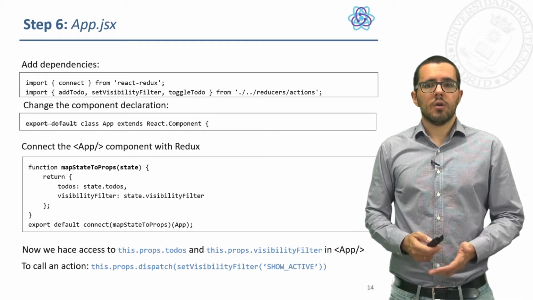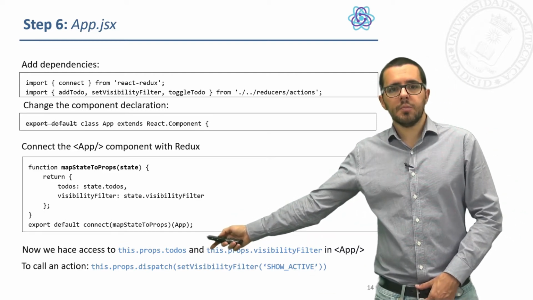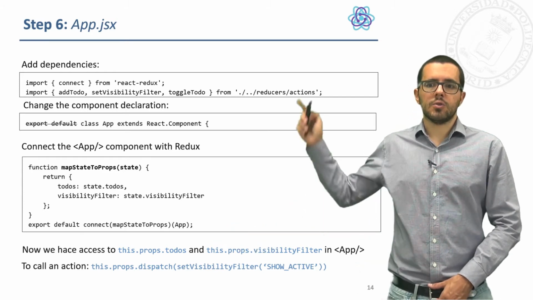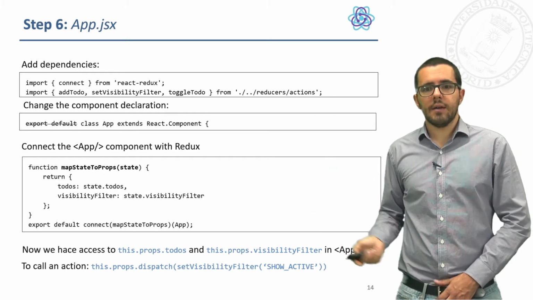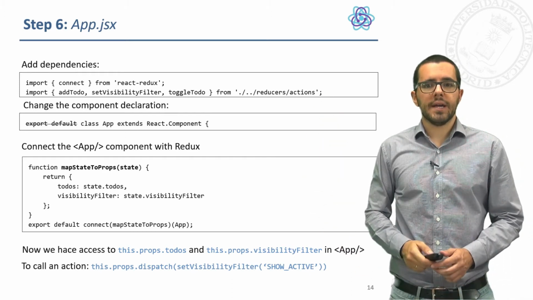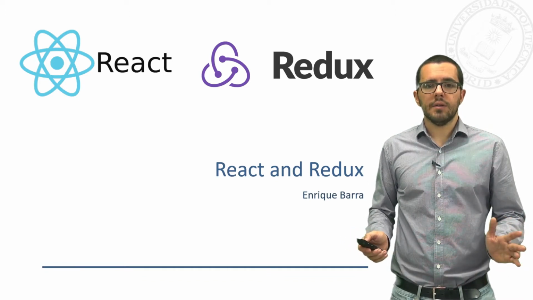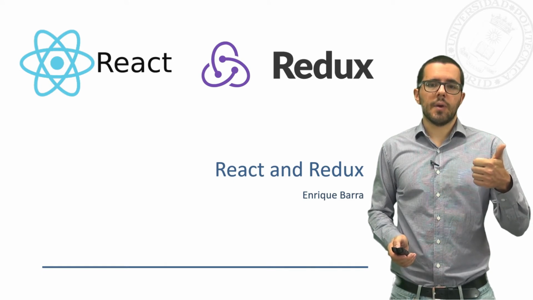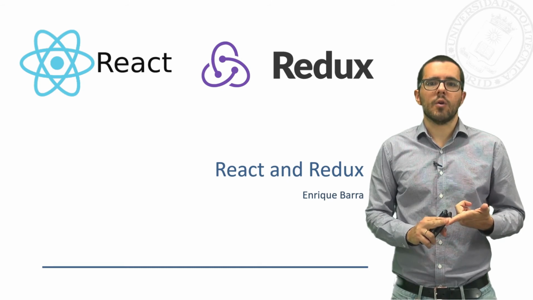And to call or dispatch an action, we can use this.props.dispatch and the action that we also import from actions here. So we will have to modify our application, and we will have everything integrated from the new Redux provider component to our application that has been modified with the connect.